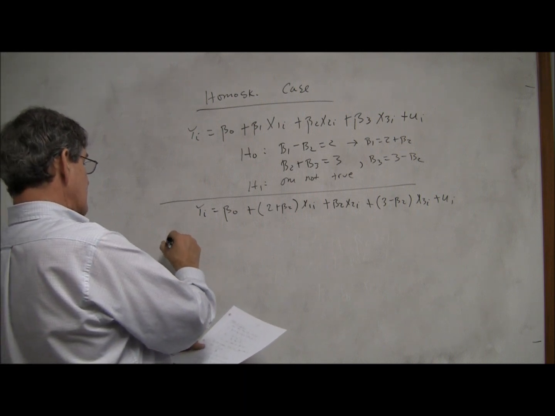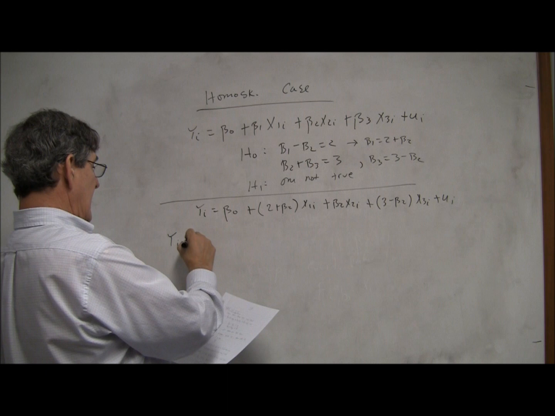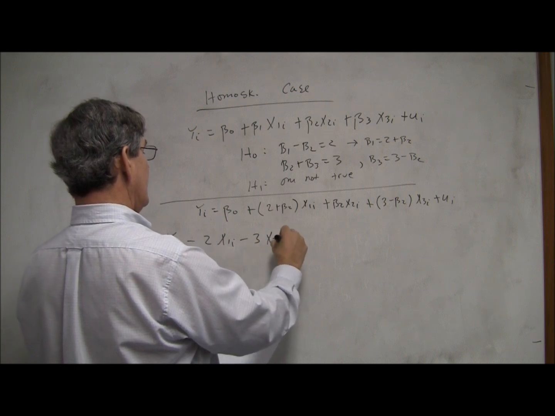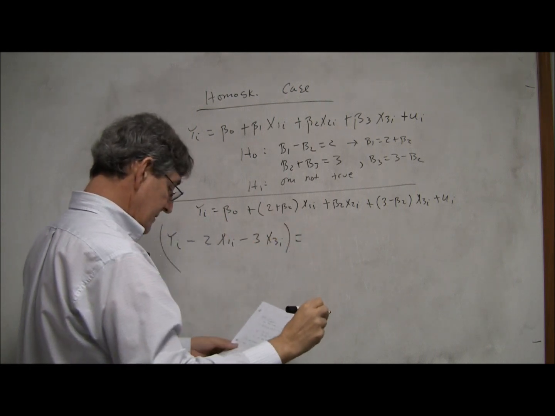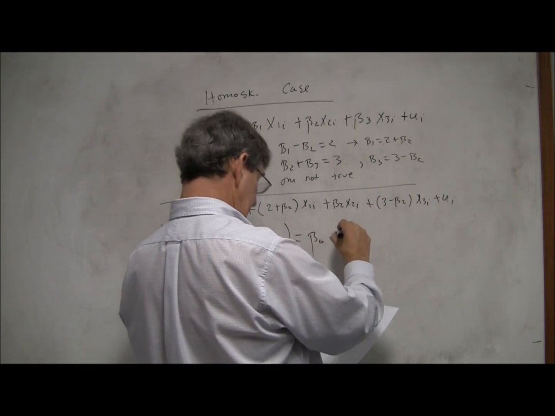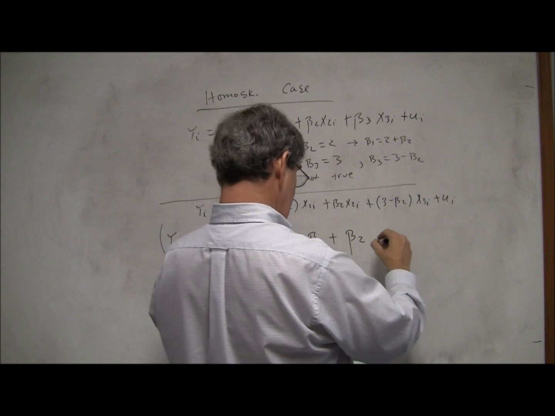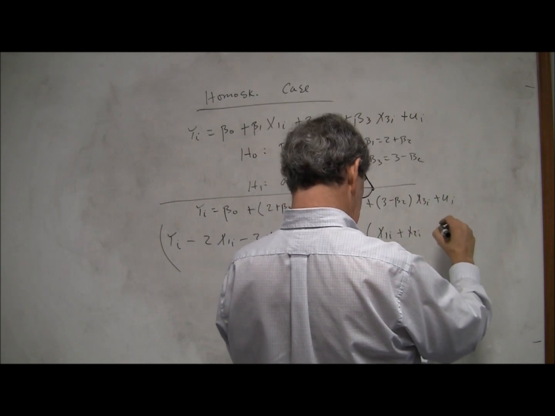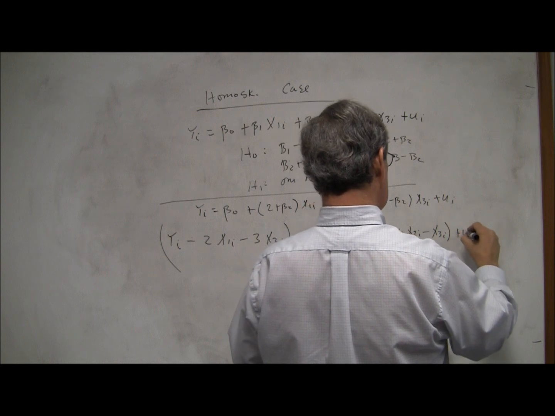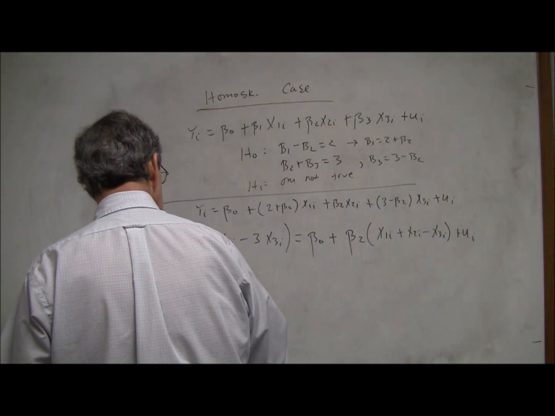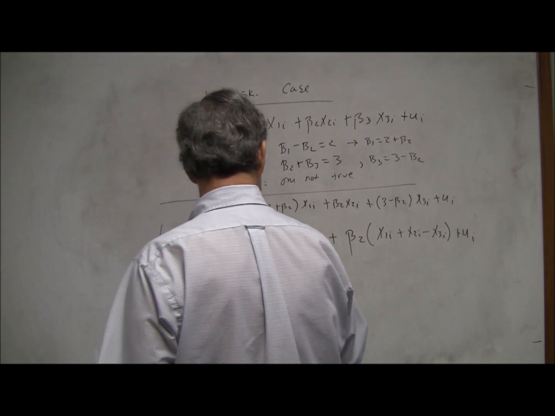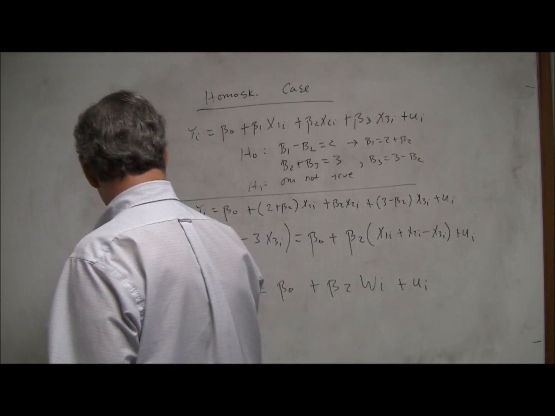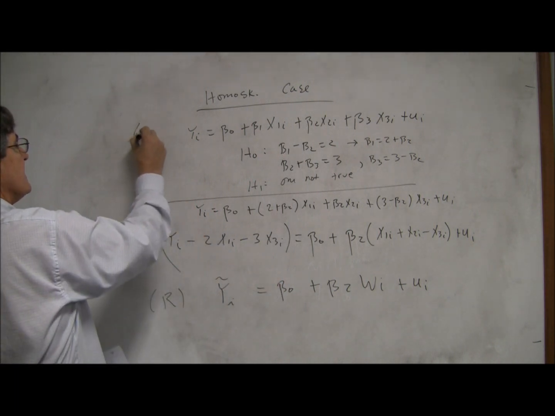I can rewrite this as yi minus 2x1i minus 3x3i equals beta 0 plus beta 2 times (x1i plus x2i minus x3i) plus ui. So let me write this as yi tilde equals beta 0 plus beta 2 wi plus ui. That's the restricted model because I've imposed the restrictions. And this is the unrestricted model.